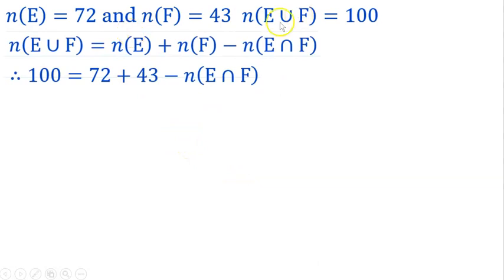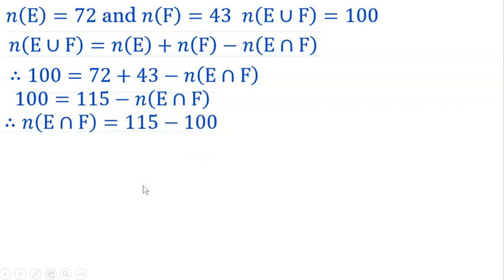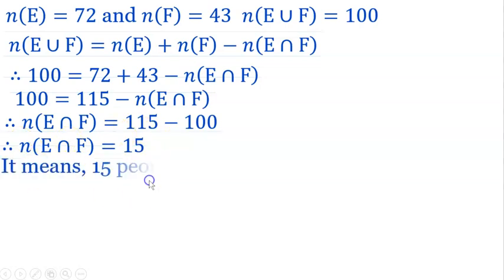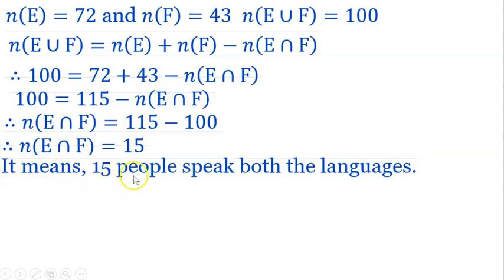n of E union F is 100, n of E is 72, n of F is 43, minus n of E intersection F. Let's solve. 100 is equal to 72 plus 43, 115, minus n of E intersection F. Therefore, n of E intersection F is equal to 115 minus 100, that is equal to 15. These are the persons who speak English as well as French. Therefore, it means that 15 people speak both the languages.